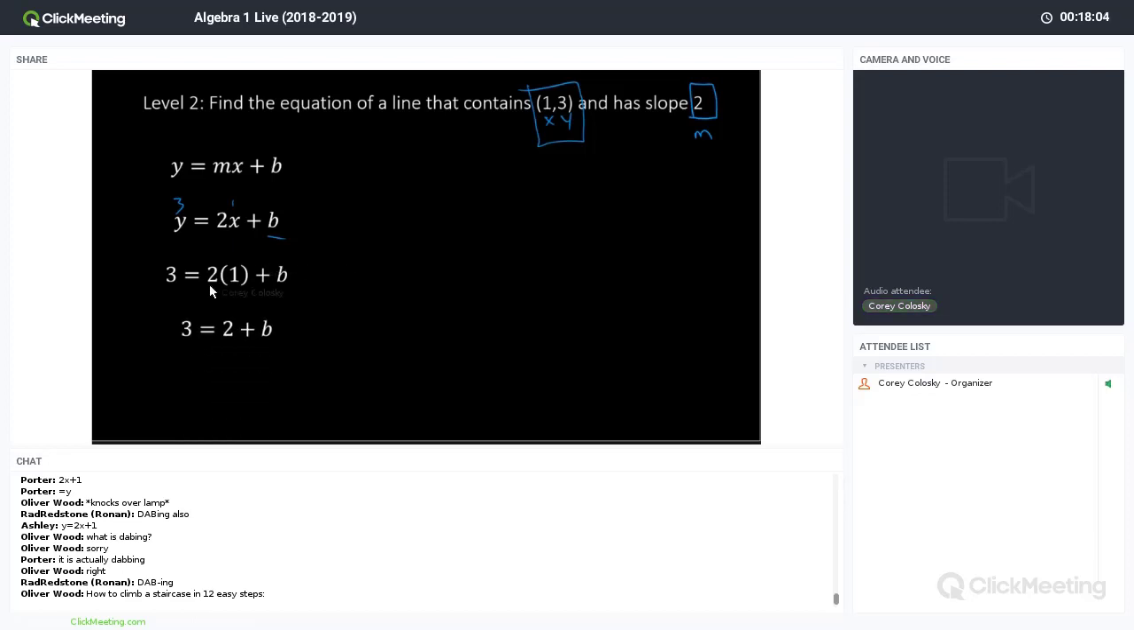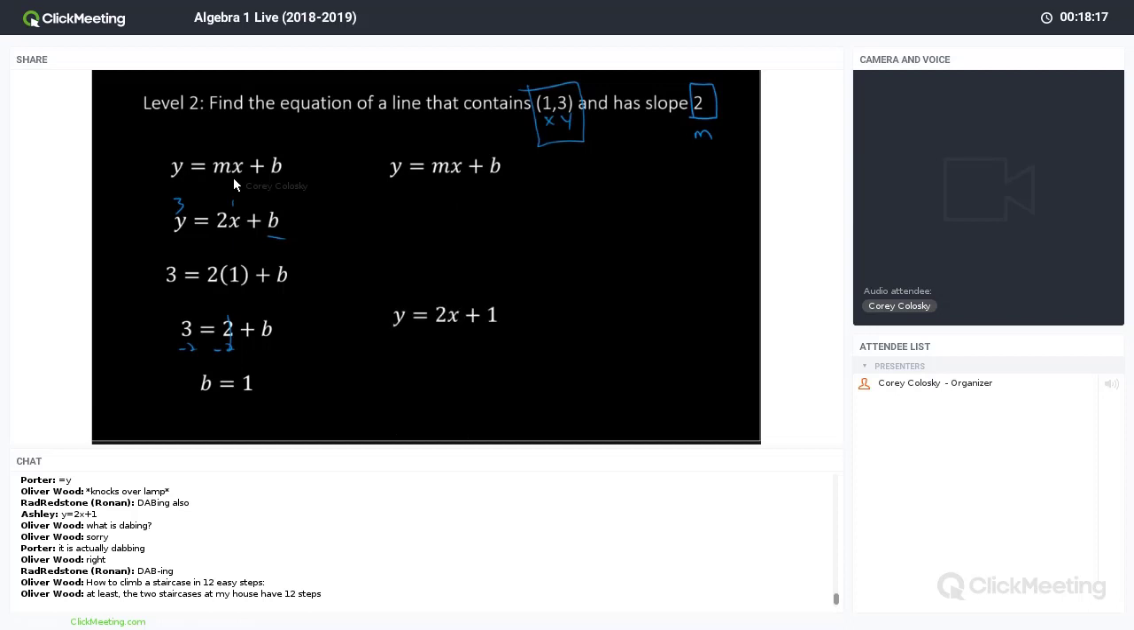2 times 1 is 2. And then we can subtract 2 from both sides to solve for b. We have b equals 3 minus 2, or 1. So b is 1, m was 2. Plug that in to get y equals 2x plus 1.